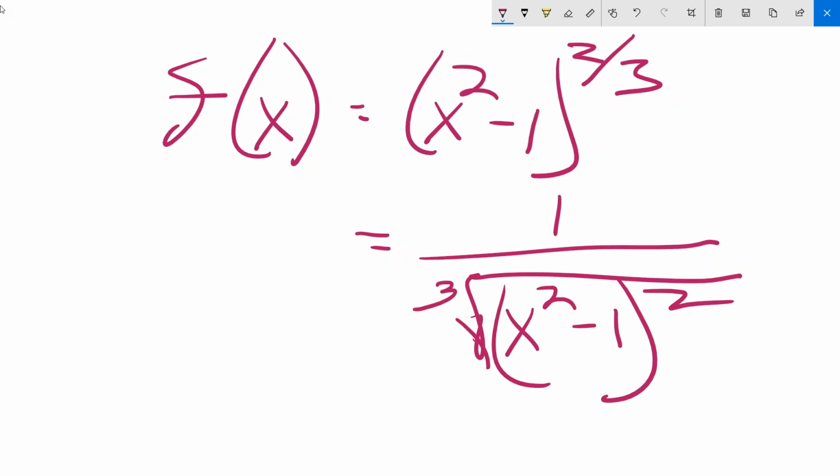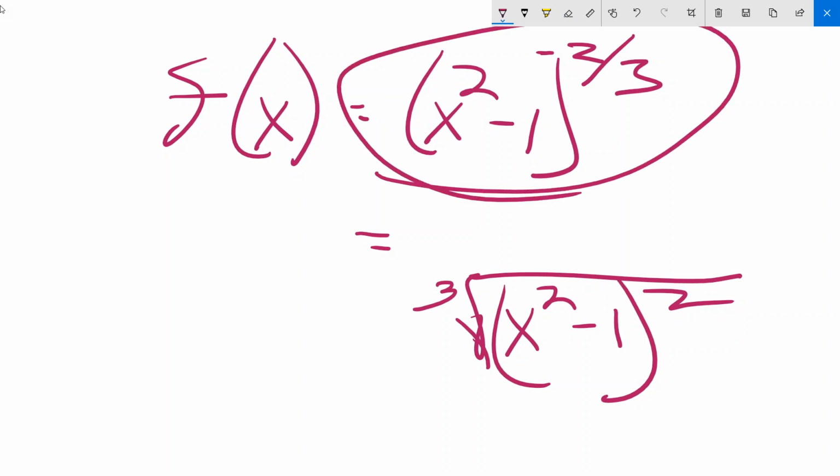Wait, is that a negative 2/3? No, it isn't. I wrote it wrong. Sorry. That actually matters. Hold on a second. Let me change it to illustrate a point here. Let's make it negative 2/3. All right, now what is the domain of that function right there?